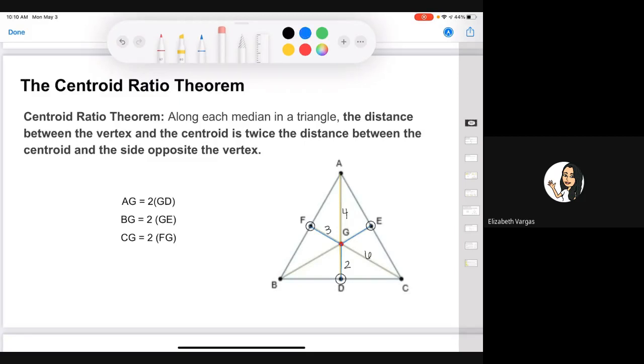So I'm trying to see how to show this better. So here we have one median. Oh, yeah, I can use that. Here we have one median. We know it's a median because it connects the vertex to the midpoint of our opposite side. Our opposite side is AC. What this theorem tells me is that this distance is twice the distance of that opposite line segment. So if this line segment is 7, then this would be 2 times 7, which is 14. So that is what the centroid ratio theorem tells us.